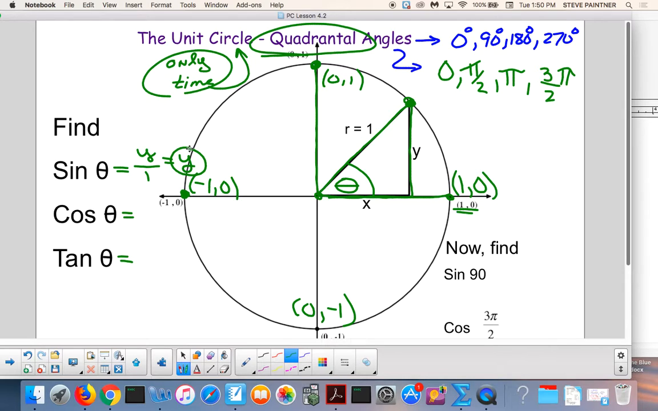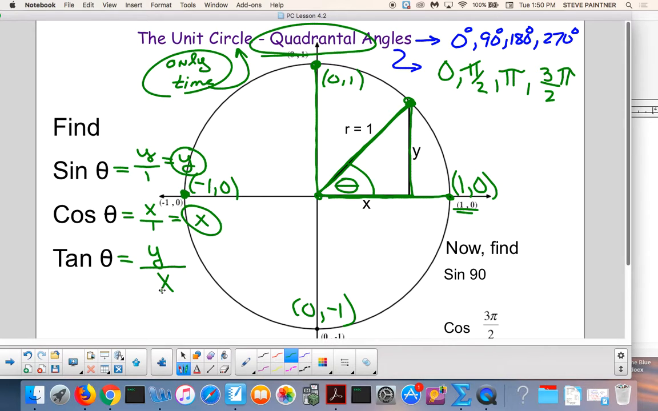What about cosine? Cosine is adjacent, x over what? Over the radius. 1. Okay, well that's just x. Oh, cosine's x? Oh, cool. That's how easy that is. Okay, tangent? What's tangent? That is y over x. Okay, so that one gets a little weird, but the other two are nice.